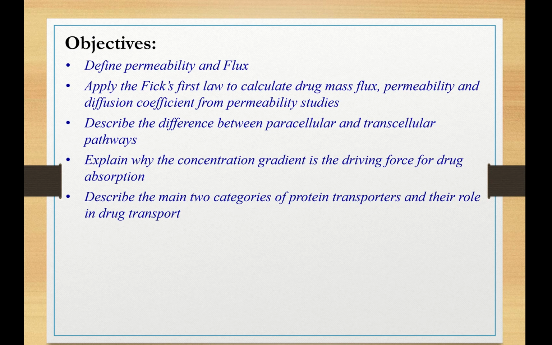Today's objectives are to define two new parameters, permeability and flux, and then apply Fick's law and demonstrate how to calculate the flux, the permeability coefficient, and the diffusion coefficient, and proceed to describe the two pathways for passive diffusion of the drug, which is related to the absorption and distribution of the drug, and those are the paracellular and the transcellular pathways.